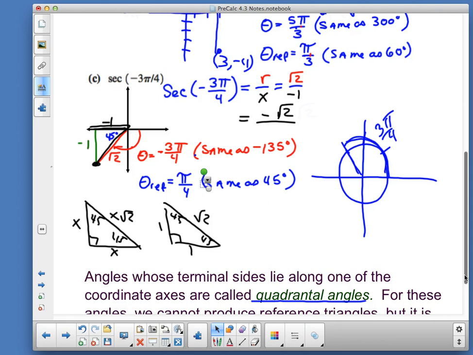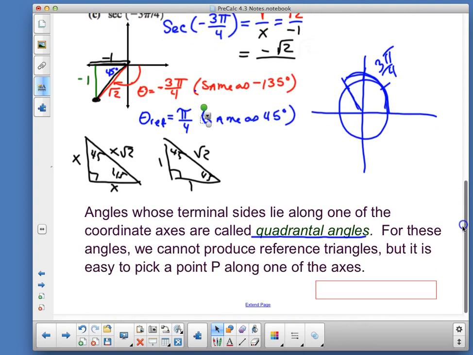Now, angles whose terminal sides lie along one of the coordinate axes are called quadrantal angles. For these angles, we cannot produce reference triangles. But there are ways we can find things. It's easy to pick a point P along one of the axes to be able to get that going.